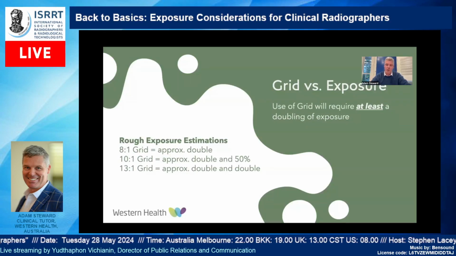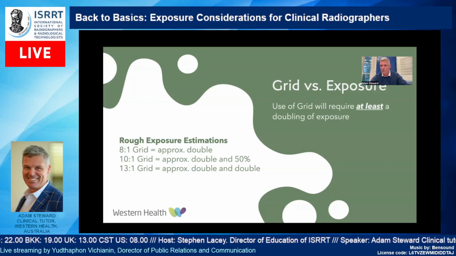I've been working on this. This is one of my projects. We've been working on this a bit further with one of my students, and we certainly are seeing at the moment that we're breaking into two. If you're using a low ratio grid, 6-to-1 or 8-to-1, you're probably going to double. And if you're using a higher grid ratio of 10-to-1, 12-to-1, 13-to-1, you're going to double and double again.